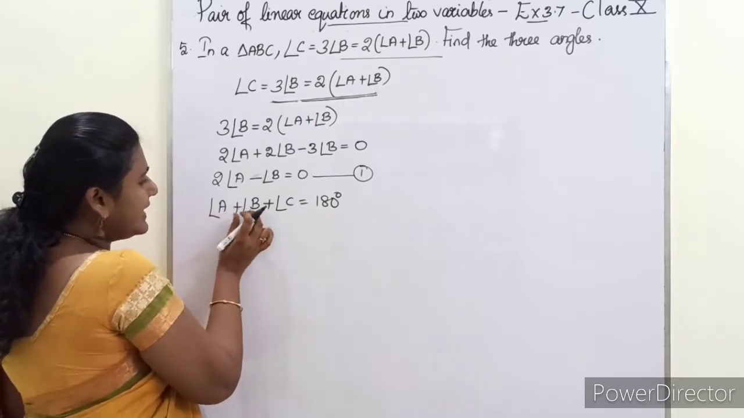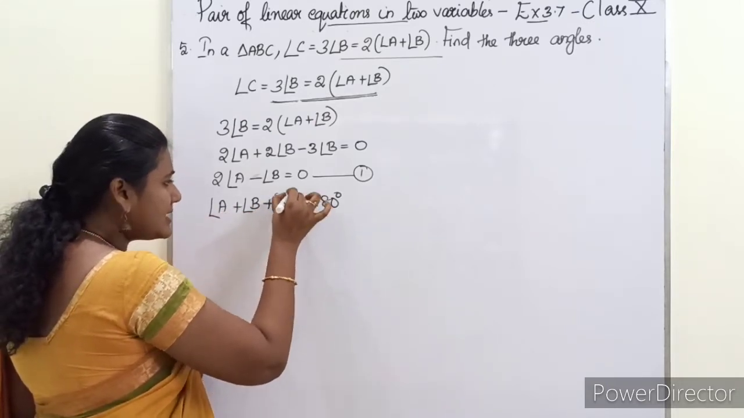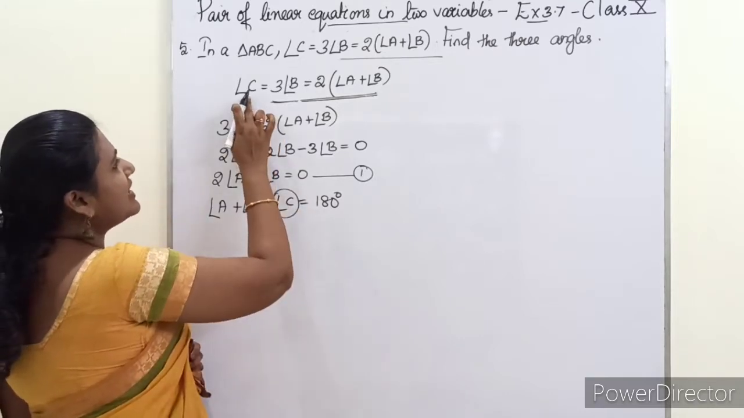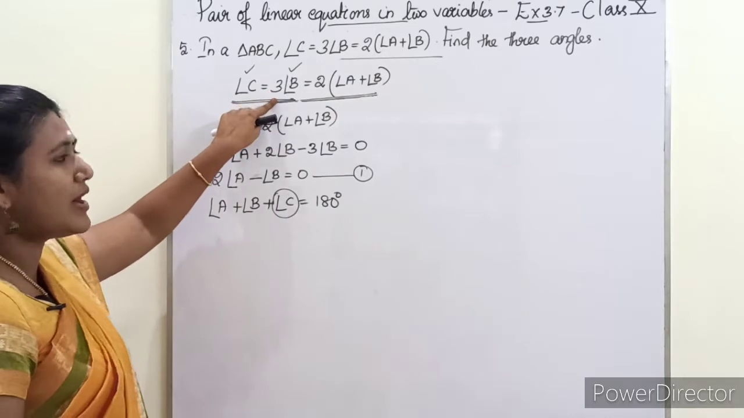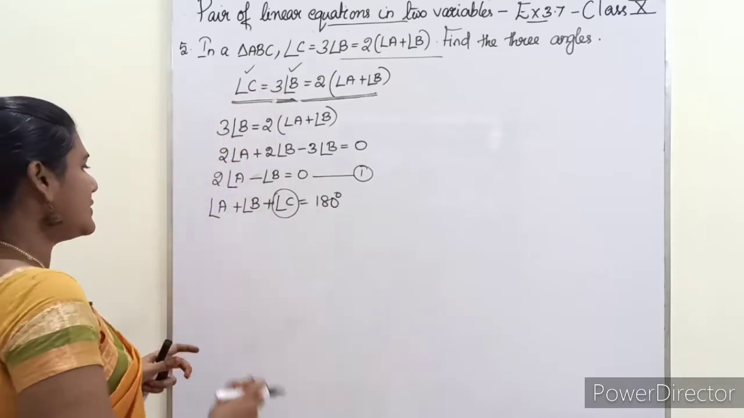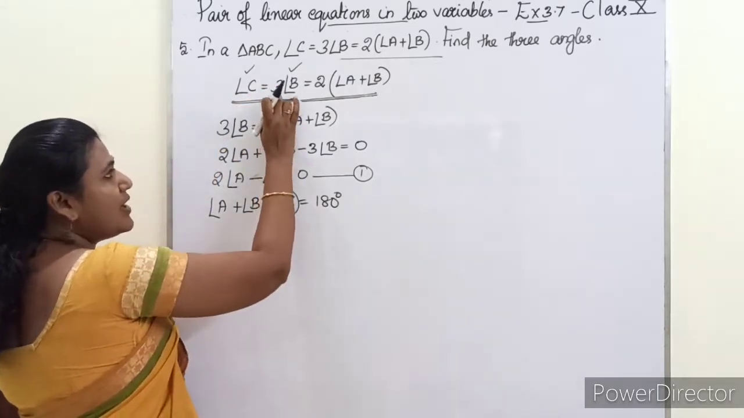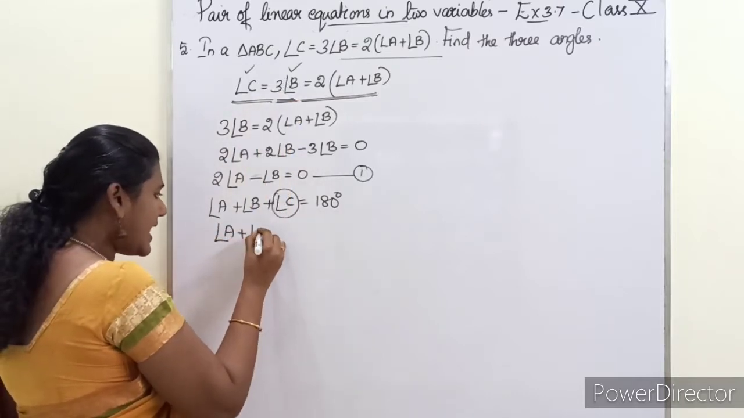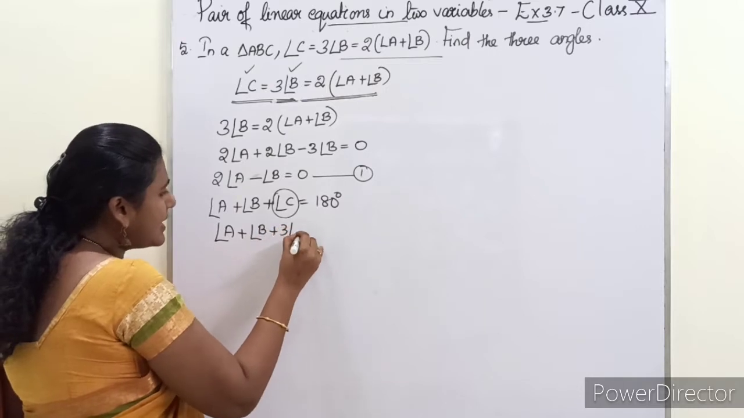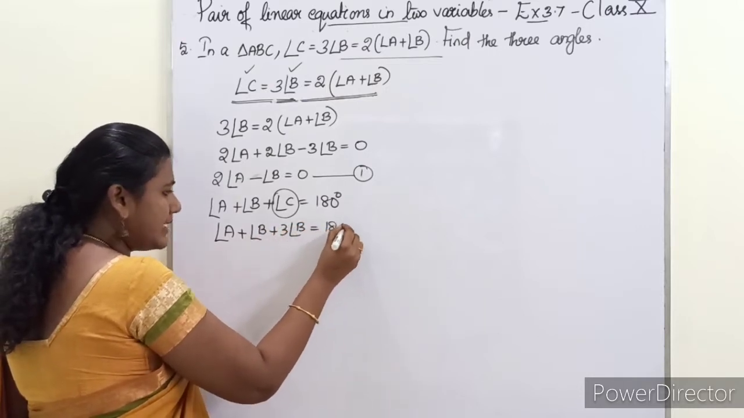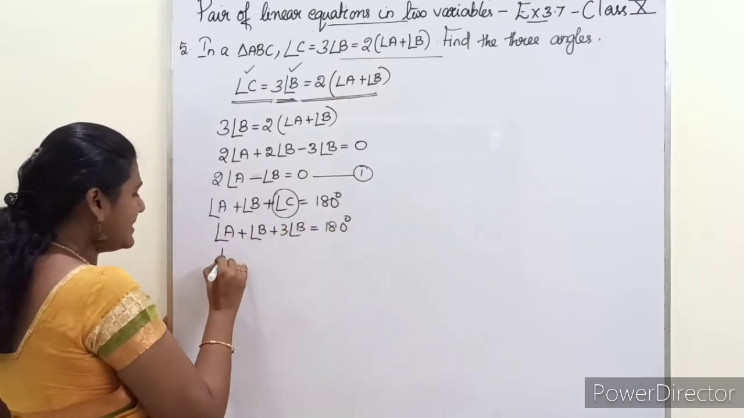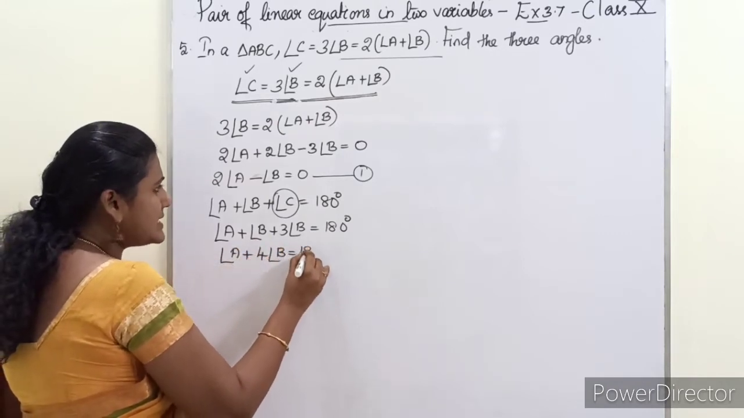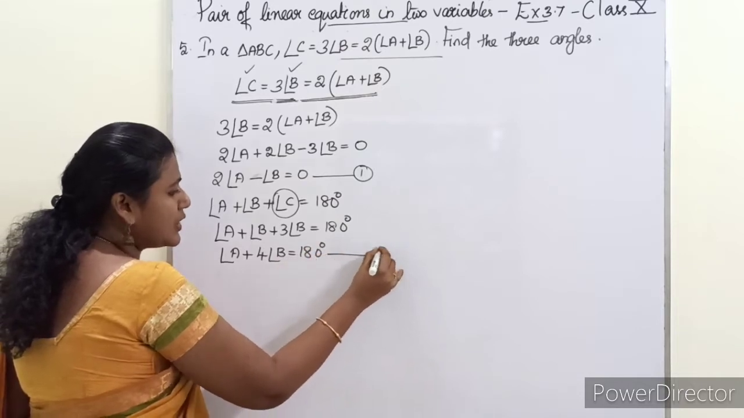Now we need angle A and angle B, but we don't want this angle C. So in the place of angle C, from the given condition, what can we write? 3 angle B. So in the place of angle C, we are going to write 3 angle B. So angle A plus angle B plus 3 angle B is equal to 180 degrees. So now we will simplify this. Angle A plus 4 angle B is equal to 180 degrees. So this is the second equation.